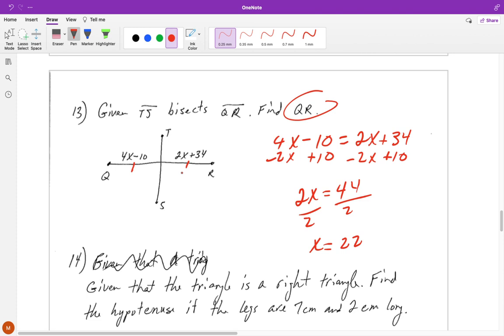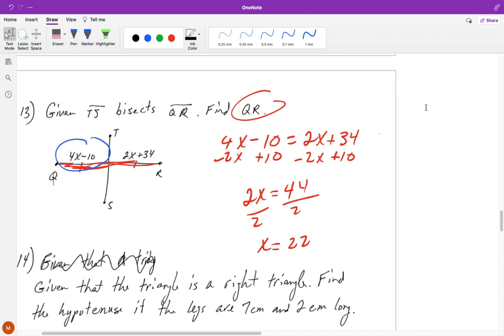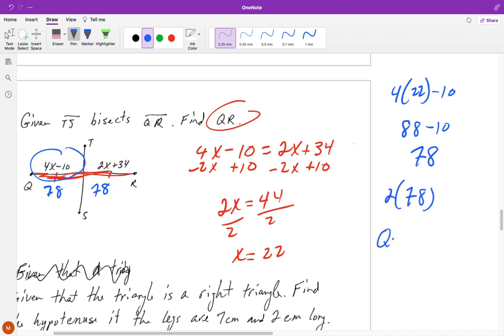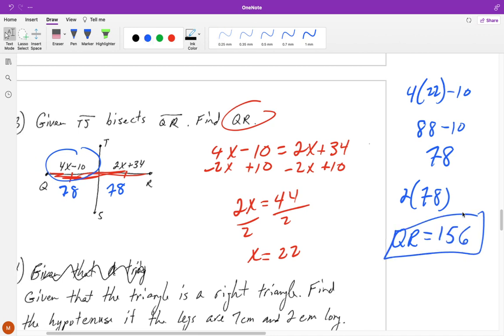But in this case, they said find QR. So they want this entire segment. So we just need to go ahead and plug this into one of them. I'm going to plug it into here. So I can then say 4 times 22 minus 10. So 88 minus 10 is 78. So if this is 78, I know this one's also 78. So then to find QR, I can then just do 78 times 2. So QR is then equal to 156.